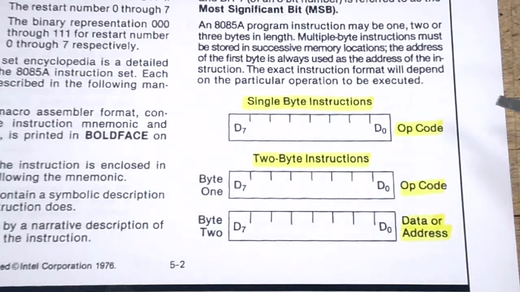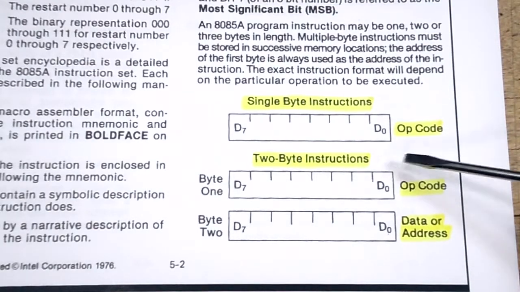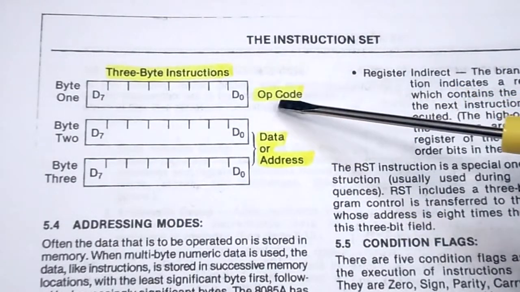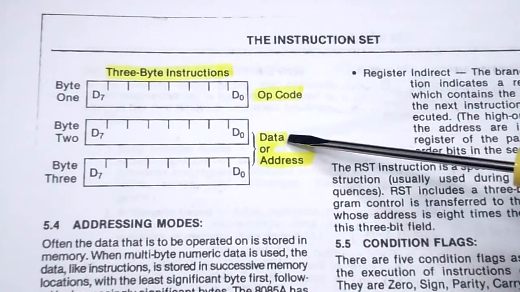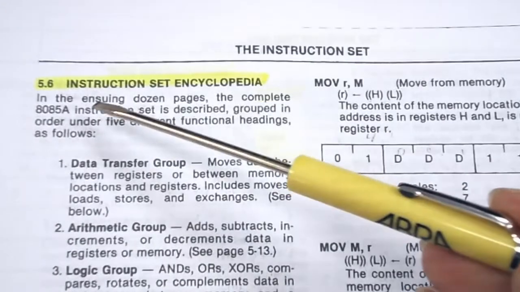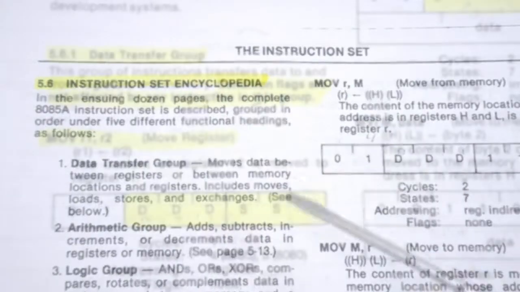And on the next page, section 5.3, instruction and data formats, you can see they talk about a single byte instruction being just the opcode, a 2-byte instruction being an opcode and data, or an address, as we saw with the in and out commands. A 3-byte instruction consists of the opcode and either 16-bit data or an address, like we saw with the jump instruction back to FF01. So in section 5.6, it talks about the instruction set encyclopedia.